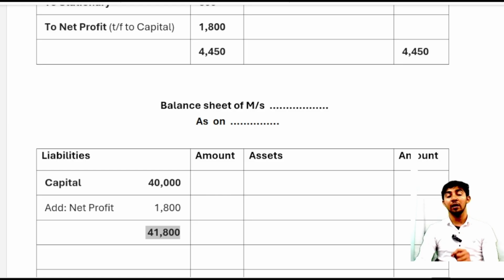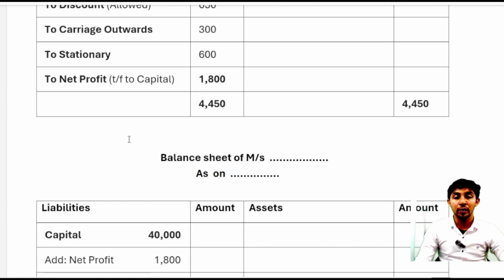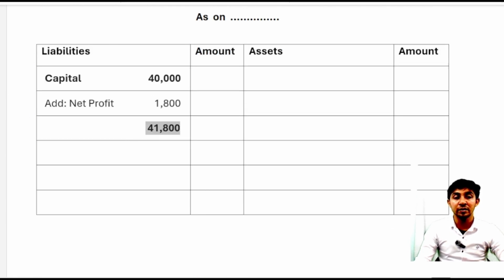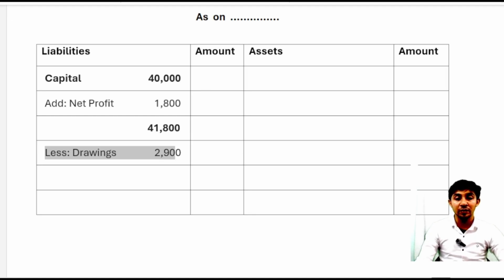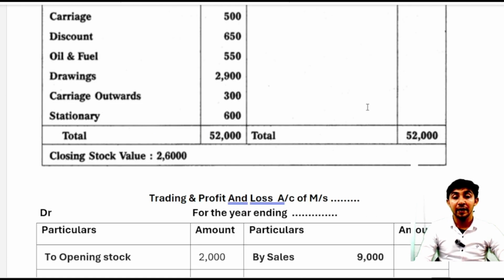I wrote this in the inner column, what is the main reason behind this? We need to subtract the amount of drawings from the capital. The drawings is 2,900 as per our question. So we'll subtract the drawings, rupees 2,900, from the capital, and after subtracting 2,900 the net value of capital will be 38,900. Done.